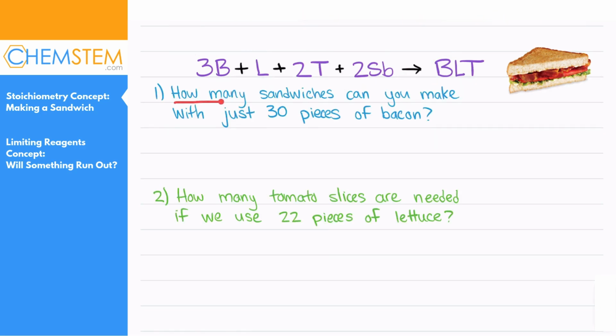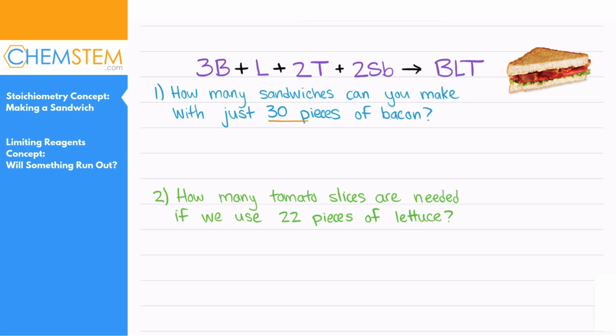It says, how many sandwiches can you make with just 30 pieces of bacon? Now, when you have a question like this in the context of stoichiometry, you always assume that whatever's not mentioned is unlimited. So let's say you've got a whole bunch of everything, but you only got 30 pieces of bacon available to you. That's going to limit how many BLTs you can make because every BLT is going to need 3 pieces of bacon. So let's see how this works using something like dimensional analysis with the stoichiometry.